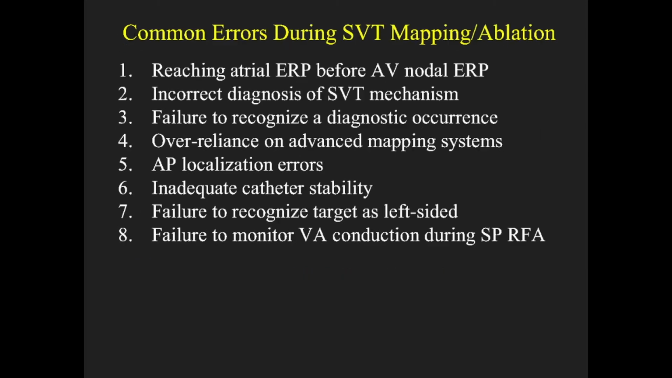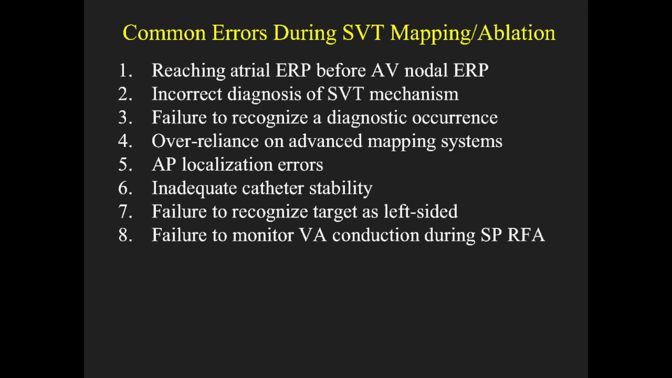And then just finally, what are common errors? When you're measuring the AV nodal ERP, you have to block in the AV node. So occasionally people will reach the atrial ERP and then not move on to the next step, which is to give 2 atrial extra stimuli. And often people have jumped to the diagnosis that this is atypical AV node reentry and it won't go away, and really the mechanism was an accessory pathway or vice versa. Failure to recognize it's something that was diagnostic.